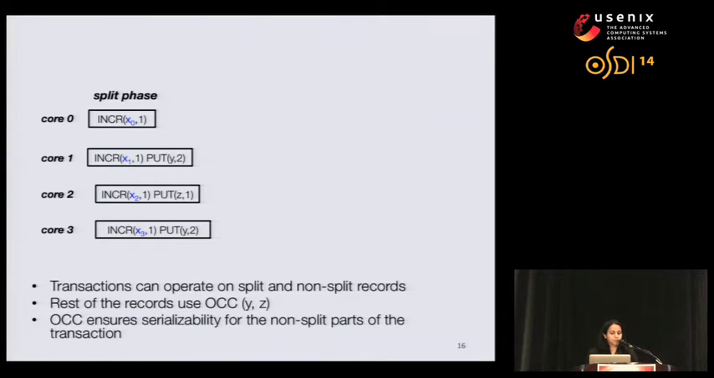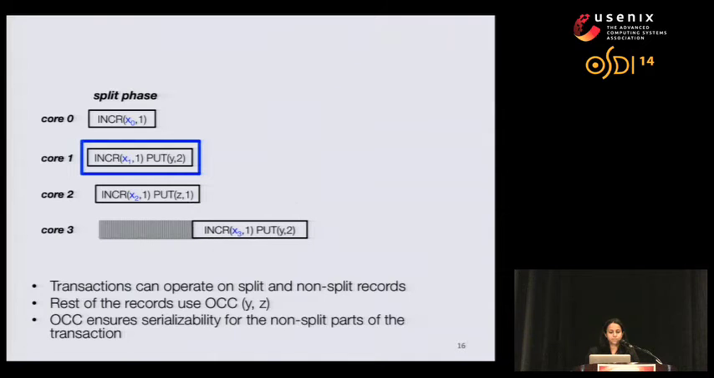We use optimistic concurrency control to ensure serialization on the non-split records. So you see here that on core 1, that transaction's writing Y, and the transaction on core 3 is also writing Y. So we need concurrency control to ensure serialization for these transactions.